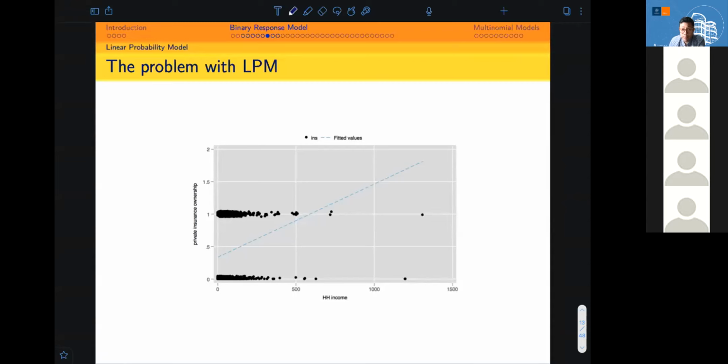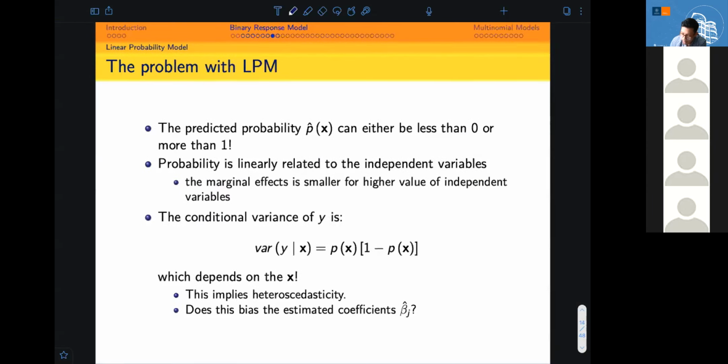This is one particular example of the predicted probability given the model, and this is something that we're going to see in Stata later on. But I'm going to go into the second point. In addition to the predicted probability being larger than 1 or lower than 0, the probability is also linearly related to the independent variables. What does it mean? It means that the marginal effect is fixed. The marginal effect of the change of a particular variable on the response probability is going to be the same regardless of the value of that variable.